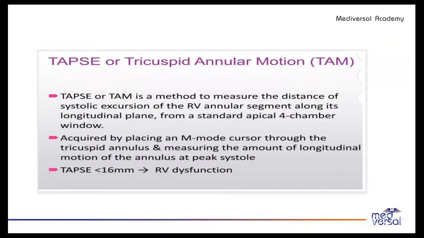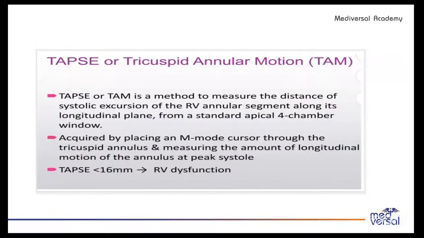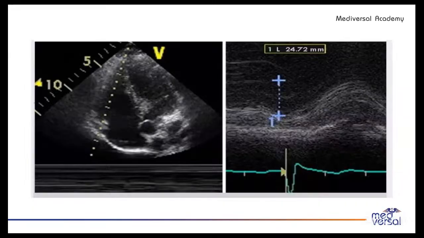Generally, TAPSE should be more than 16 mm. If it is less than 16 mm, there will be RV dysfunction. See here, we have taken the apical 5 chamber view, and the M mode was applied over the lateral annulus of the tricuspid wall, and we measured TAPSE.